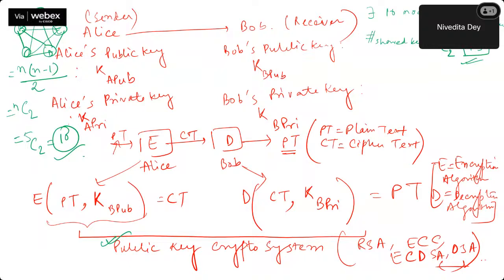Okay. So if I ask you for 10 number of nodes, what will be the difference in the number of keys required in shared key and the public key? It will be 25. In that way, anything can be given to you. Okay.